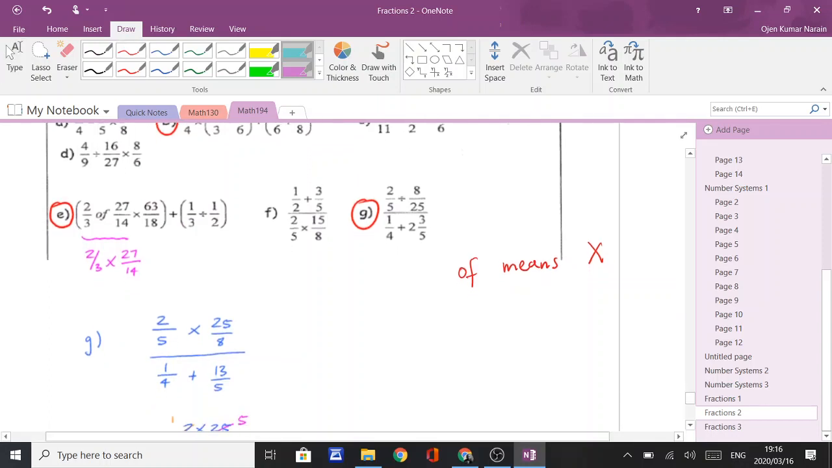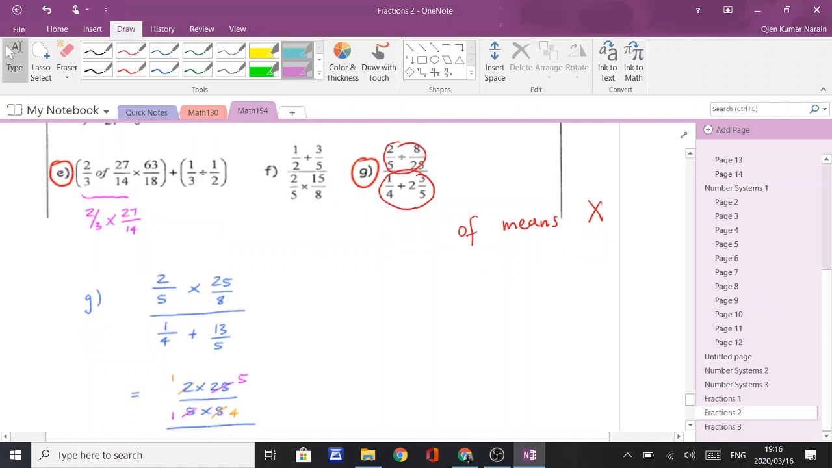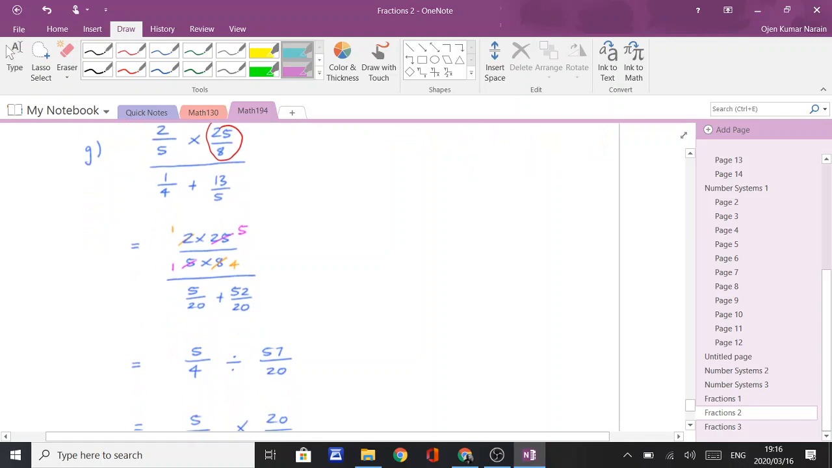The next one is G, where you have a division there, so you have to do the top part first and the bottom part thereafter, or you can do them both simultaneously. So the division there becomes multiplication, and you change the 8 over 25 to 25 over 8, and in the denominator, the 2 3/5, we convert that to a fraction, and you can look at the whole thing and do the remainder as homework.